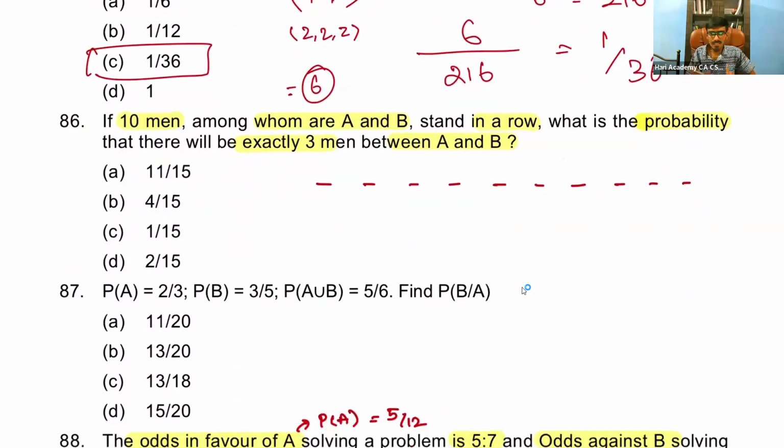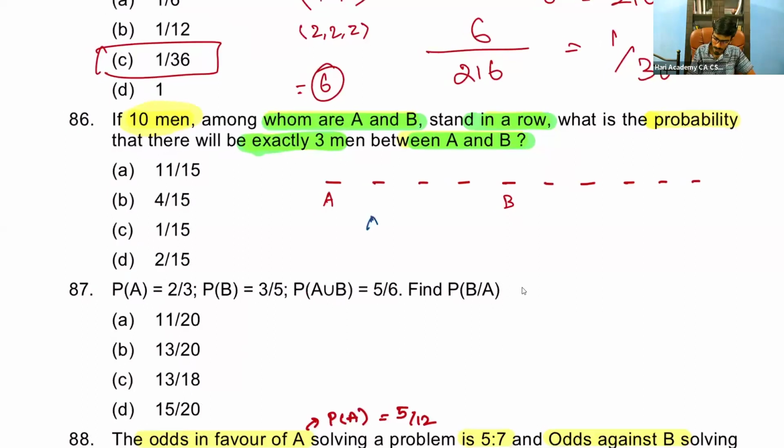Next, question 86. If you know the formula, you can apply it, or you can apply it logically. There will be 10 men among whom A and B are standing in a row. There will be totally 10 men. What is the probability that there will be exactly 3 men between A and B? So if A is on the 1st position, B will be on the 5th position. If A is on the 2nd position, B will be on the 6th position. If A is on the 3rd position, B will be on the 7th position.